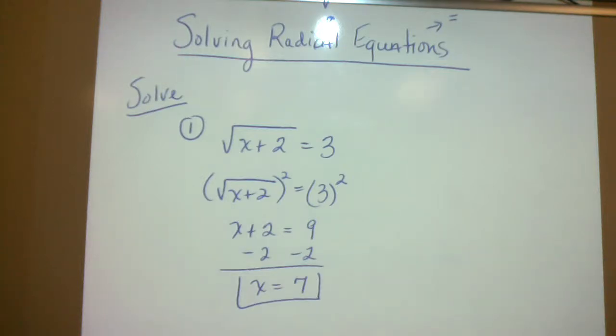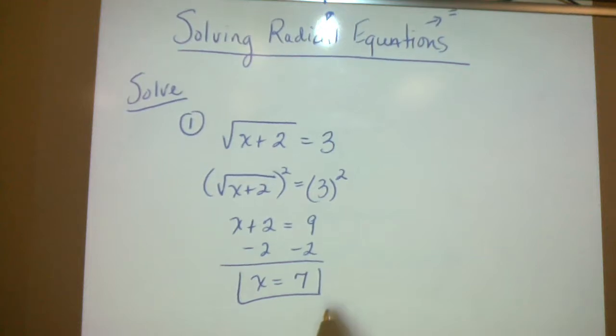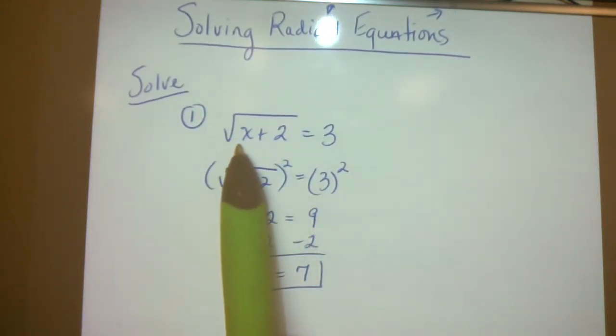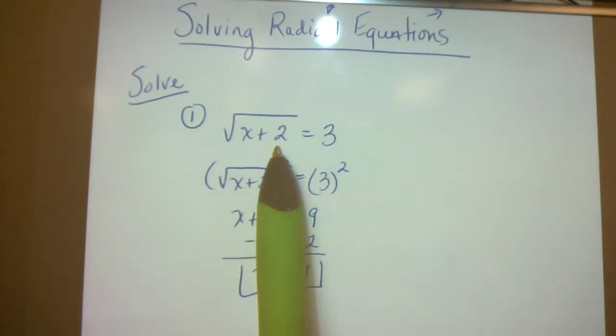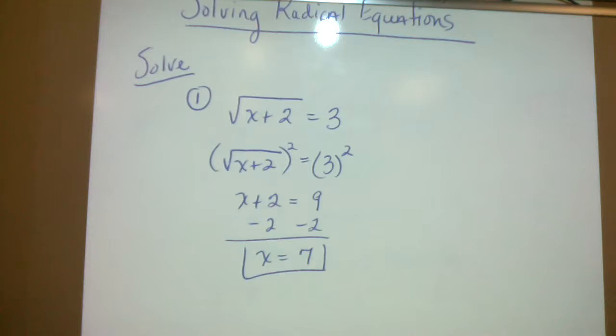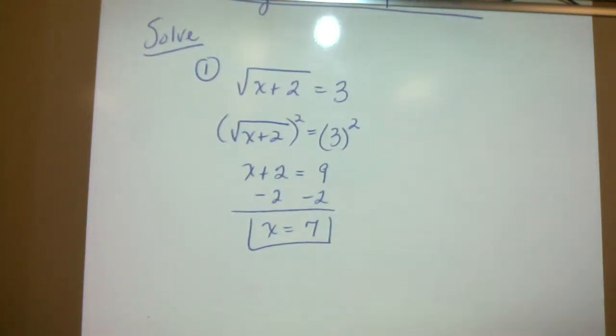Before I box that out, I probably should have checked it. You don't really have to write out your check, but you should mentally check it. You're going to take that 7 and substitute in. 7 plus 2 is 9. The square root of 9 is 3. That checks. Number 2.